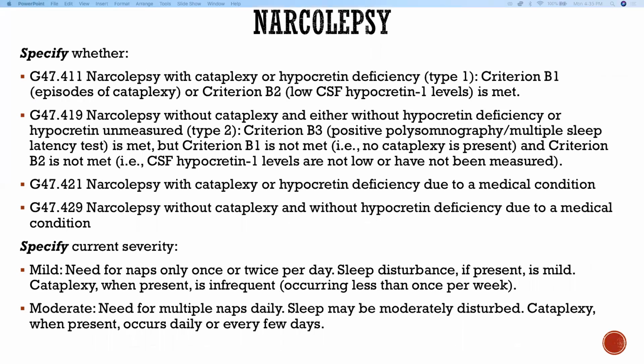Now, the code that you're going to get for the type of narcolepsy depends on the specifier. Here are the specifiers, and I'll go over some of the words that you might see in here. So you can see that there could be a hypocretin deficiency, and then criteria B1 are episodes of cataplexy, or B2, a low CSF hypocretin-1 level, which will mean that G47.411 is met.